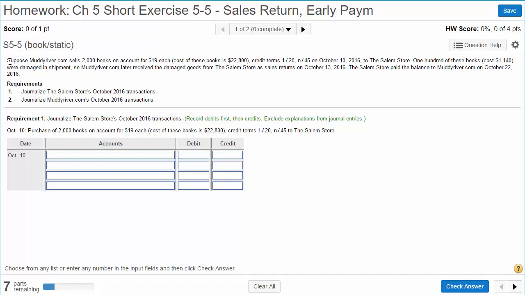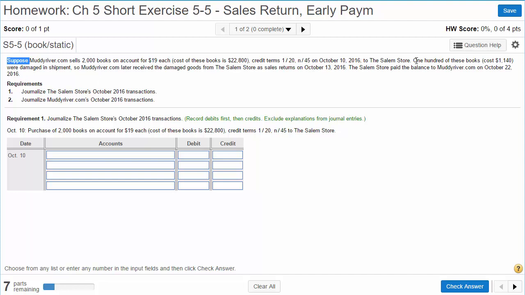So up here in our summary, it says, suppose MuddyRiver.com sells 2,000 books on account for $19 each. The cost of the books are $22,800. Credit terms are 1/20, net 45. So this means if the company who is buying pays within 20 days, they will save 1%. And so Muddy River is selling to the Salem store.